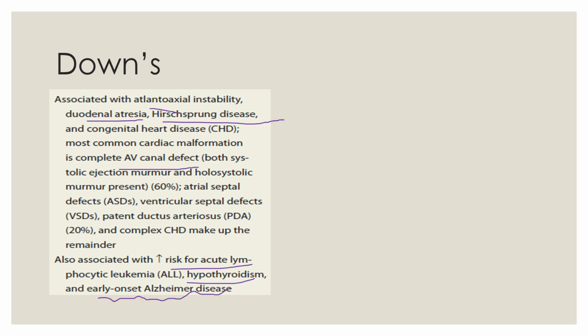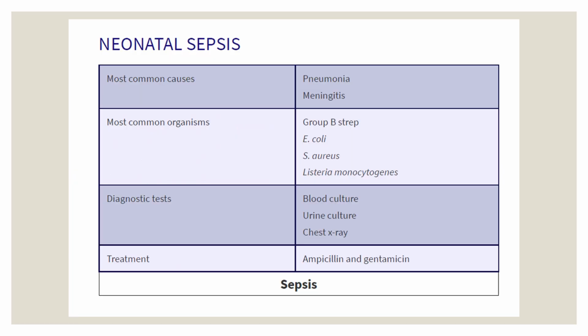Hirschsprung disease, duodenal atresia, they all can be there. Also, annular pancreas. Now, coming to neonatal sepsis. Neonatal sepsis, the most common causes are pneumonia and meningitis, and the most common organisms are group B streptococci, E. coli, Staph aureus, or Listeria.